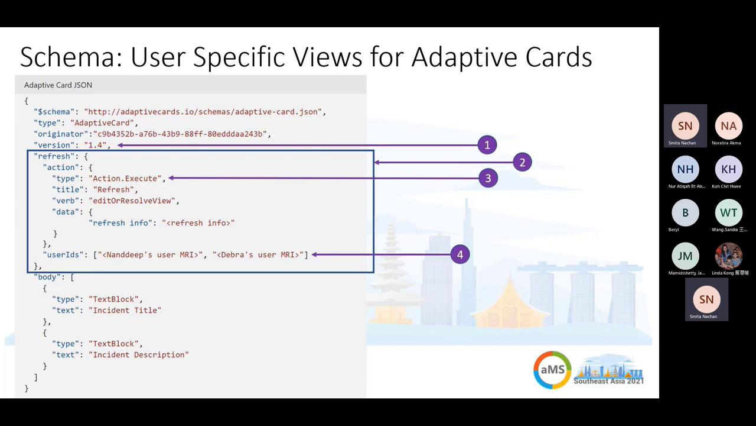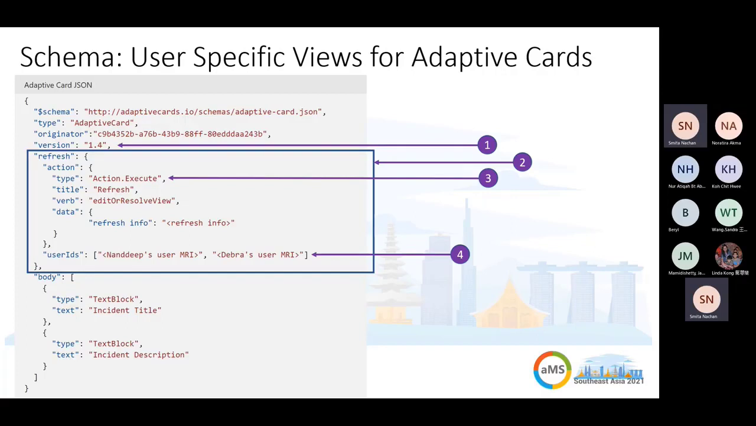Then user IDs. Let's talk more about this. User IDs is just an array of MRIs, which is part of the refresh property in the adaptive cards. The user IDs property is added because channels in Teams can include a large number of members. If all members are viewing the channel at the same time, unconditional automatic refresh results in many concurrent calls to the bot. The user IDs property must always be included to identify which users must get automatic refresh, with a maximum of 60 user MRIs that can be specified here.